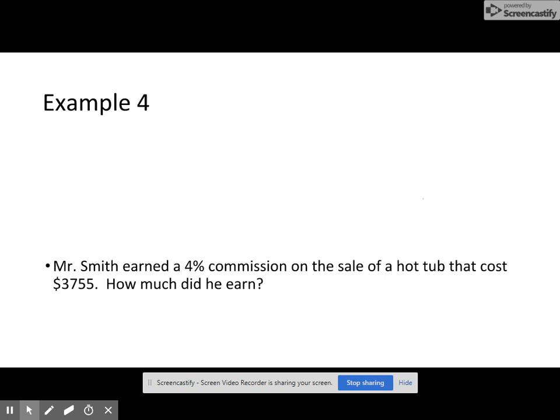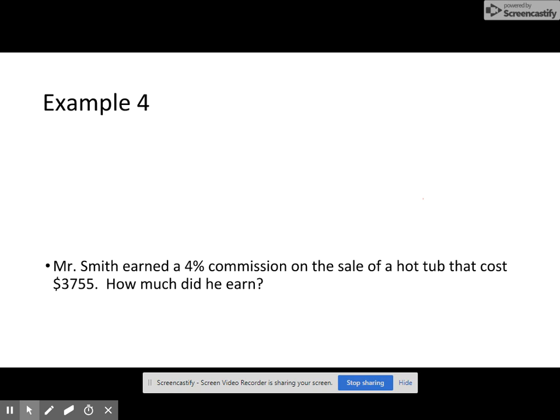This gets to be a little bit more of a story problem here. So it says Mr. Smith earned 4% commission on the sale of a hot tub that cost $3,755. So commission is a percent that is earned on the sale of an item. Car salesmen often work this way. Certain electronic stores, their employees work by commission. The more they sell, the more money that they get.